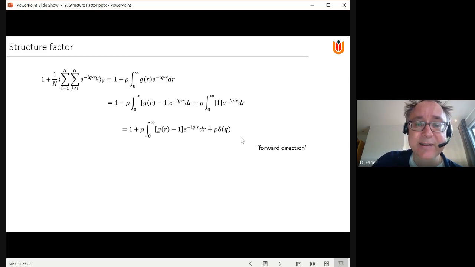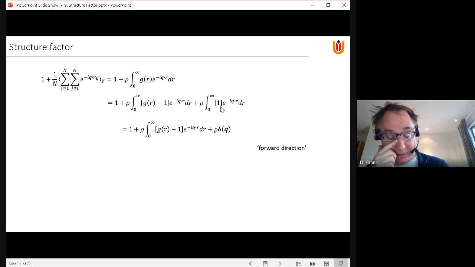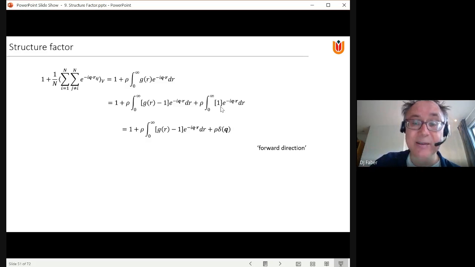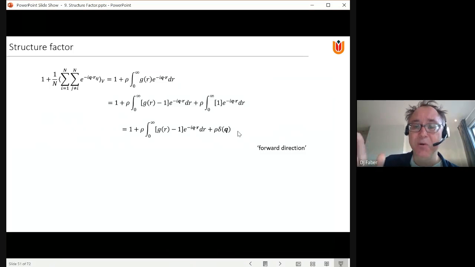And so the first term is simply still the Fourier transform, but now of g of r minus 1. The second term is the Fourier transform of a constant. That will be a delta function again. So this last term would yield rho times a delta function of q. That will be equal to rho when q is 0, and it will be 0 at any other value of q.